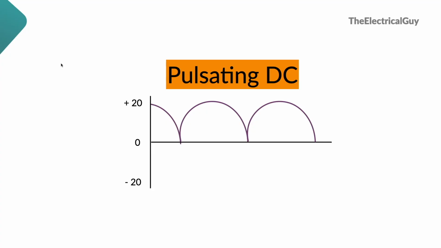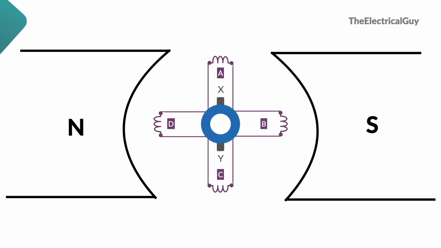After adding the commutator, our voltage generated is looking like this. This is pulsating DC and of course it is not constant. But we need constant voltage because that is the specialty of DC. So for sure, we cannot live with this. We need to improve the wave shape. We can improve the wave shape by adding 4 armature coils instead of 1. So this is how our generator will now look. We have added 4 windings or coils.